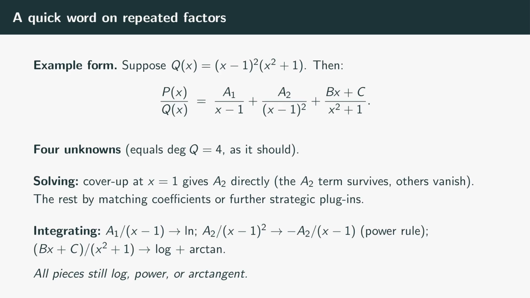Integrating the first power term, a1 over the quantity x minus 1, gives a log. The squared term, a2 over the quantity x minus 1 squared, gives a power. No log, just negative a2 over the quantity x minus 1 by the power rule. And the quadratic term gives log plus arctangent. The pattern is robust. Decomposition fragments, when integrated, always produce logs, powers, or arctangents. That's the universe.